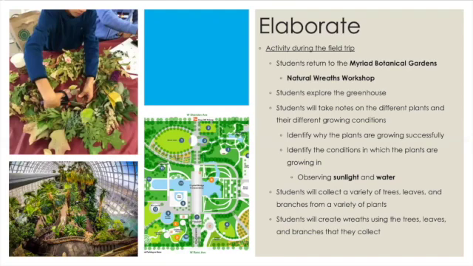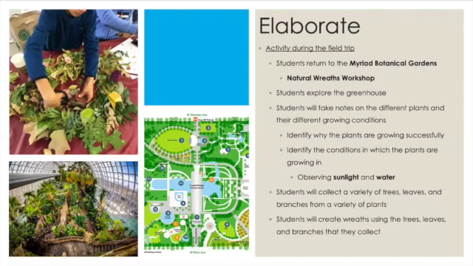And then we move into the elaborate phase. For this, we would be going back to the Myriad Botanical Gardens. This would be two to three weeks after the first trip, a second trip up there. And during this trip, they would be participating in the natural wreaths workshop.